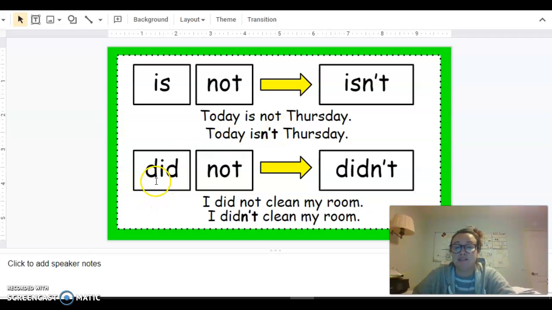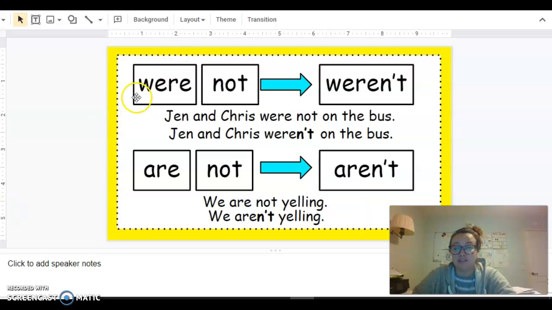The next example is did not. Did not, you take out the O, put an apostrophe, and it becomes didn't. I did not clean my room. I didn't clean my room. The next example is were not. So we're going to take out that O again, and it becomes weren't. Jen and Chris were not on the bus. That sentence now is Jen and Chris weren't on the bus.